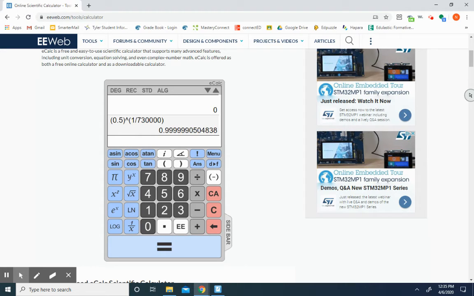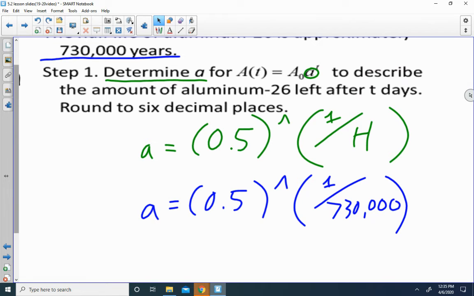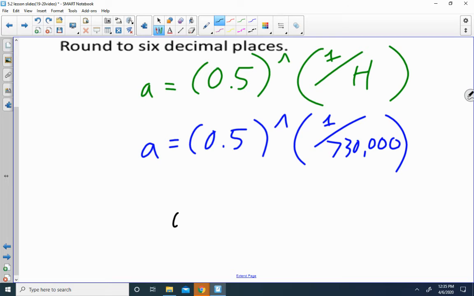Perfect. Woohoo! And that is our little a. And we're supposed to round to 6 decimal places. 1, 2, 3, 4, 5, 6. That's the 7th decimal. 0 is not going to tell me to round up. So I just get a bunch of 9s. Interesting. And no, you cannot round it up to 1. You got to keep it as 0.999999. Okay, so there you go.